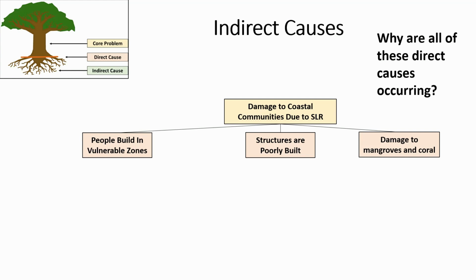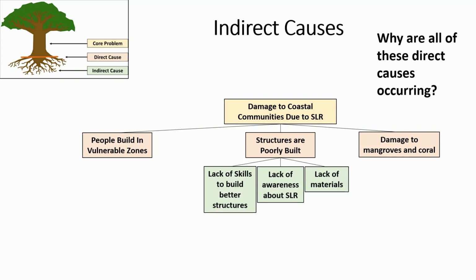Now, if you remember from the introductory video, I told you about my 5-year-old daughter asking why when she noticed a problem of homelessness on the beach in Hawaii. We just continue to ask why questions until we have a very good understanding of what the core problem is. So why are all of these direct causes occurring? Why are people building in vulnerable zones? Why are structures poorly built?